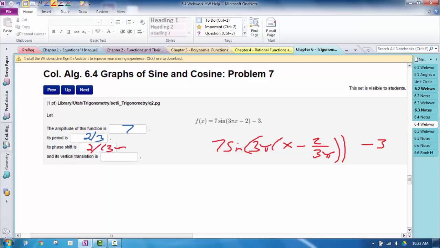Now another tricky thing is you have to put this 3 pi in parentheses in the bottom, because otherwise Webwork is just like the calculator where it won't recognize this.